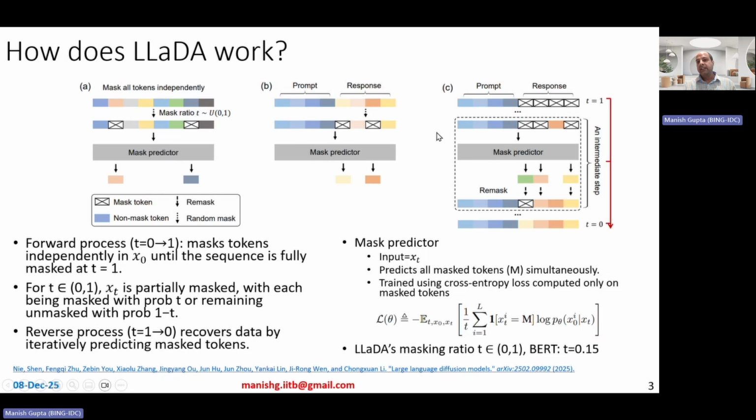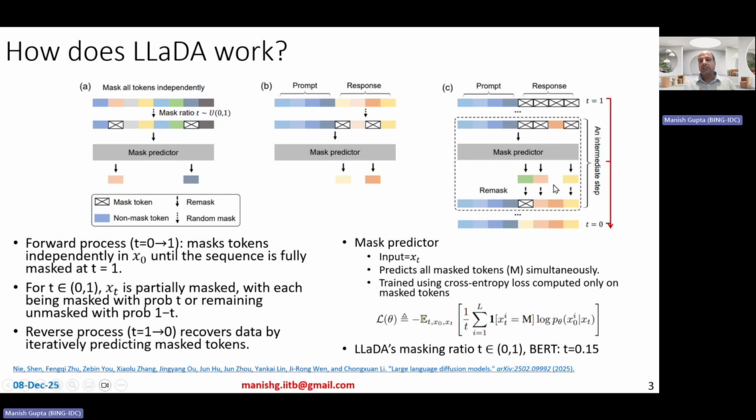Now, at inference time, you give the prompt, as I showed on the previous slide, what are CNNs, and then you have the response. The response length is fixed. So maybe you want to generate up to 1,000 tokens or 500 tokens, and all of them are represented by a mask token to begin with.